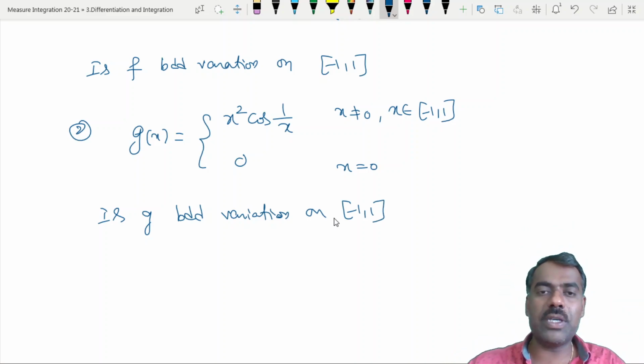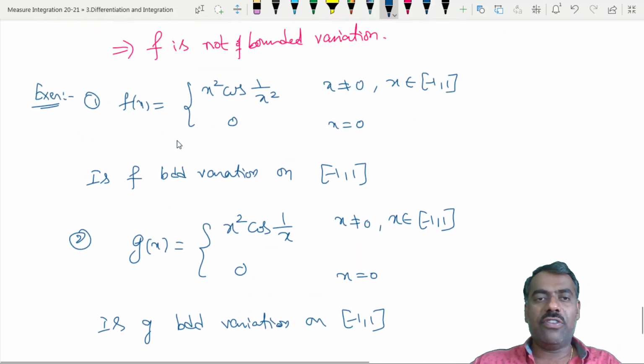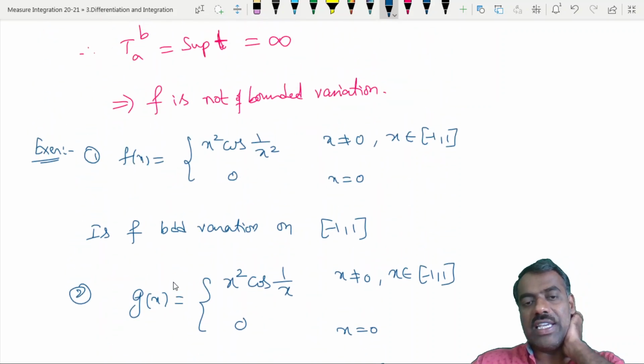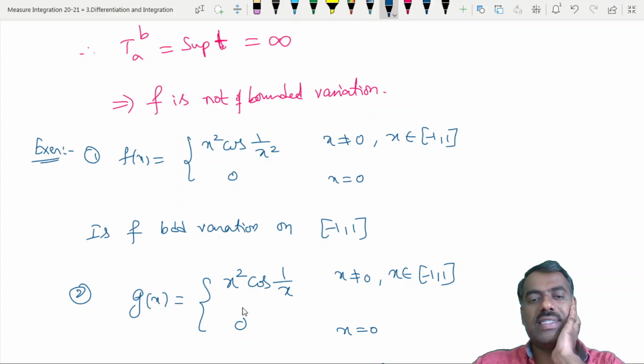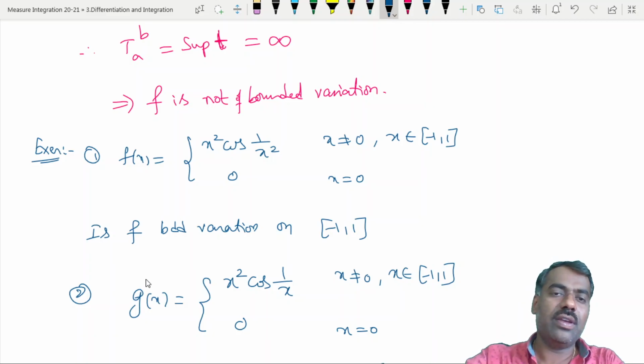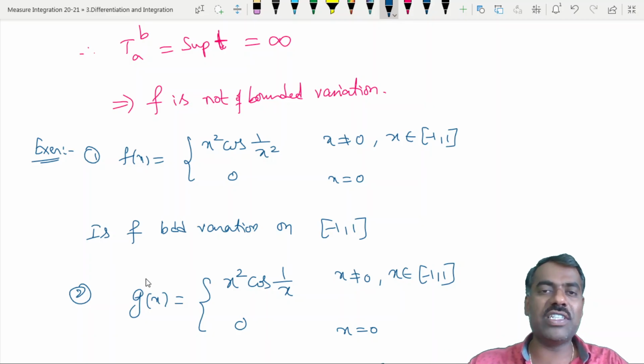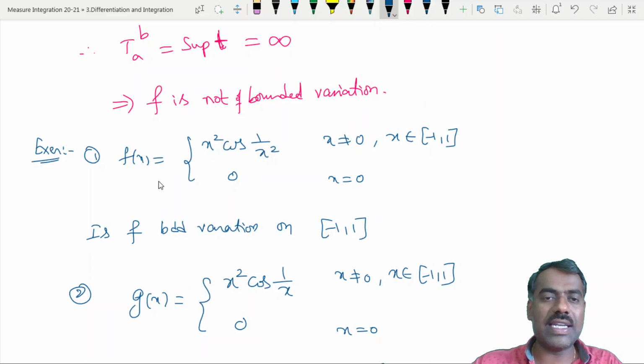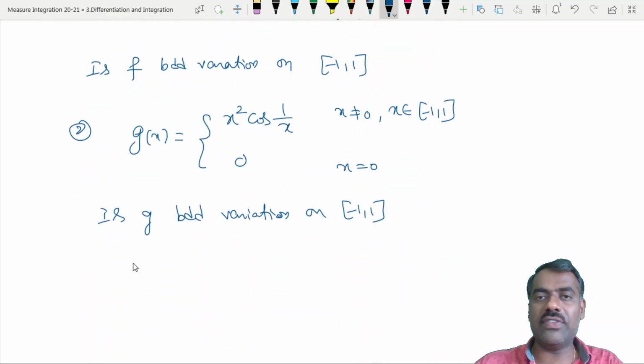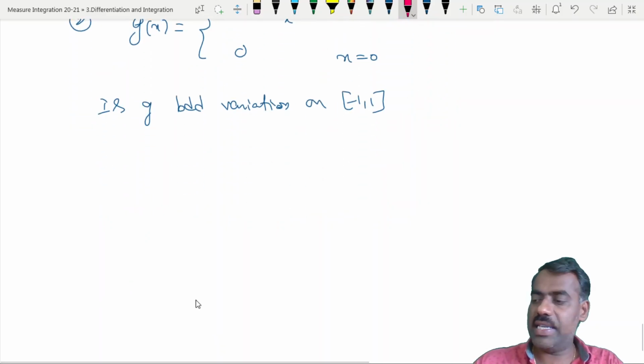One thing you can observe for f and g: try to find the differentiation, whether differentiation exists or not. If differentiation exists, then it satisfies the Lipschitz condition, and then it is clearly of bounded variation. So among these two, see whether either of them satisfies the Lipschitz condition or whether the derivative exists or not. If you have any difficulty, you ask in the next class.